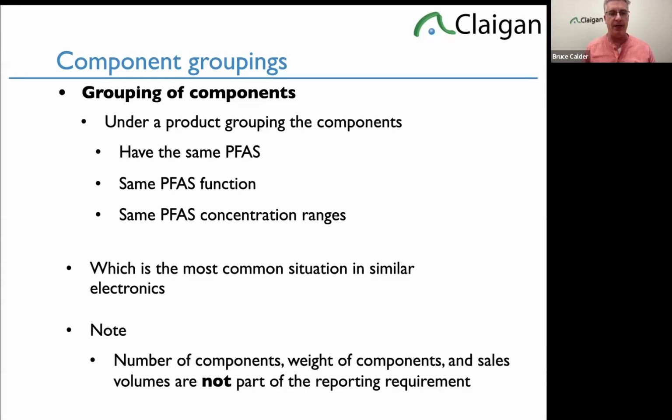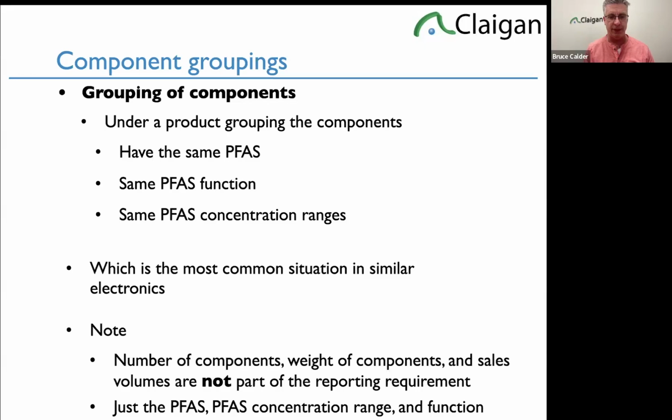No, the number of components, weight of components, and sales volumes are not part of the reporting requirement in Minnesota. You're like, what? I have to do it for the other guys in the US and Canada. Yes, it's not part of this one. In Canada, it's barely. Because you don't care about the number of components or weighted components. You just care about the component type, PFAS concentration range, and function. Not how many times it's there, not how many you sold. Just the PFAS concentration range and function.